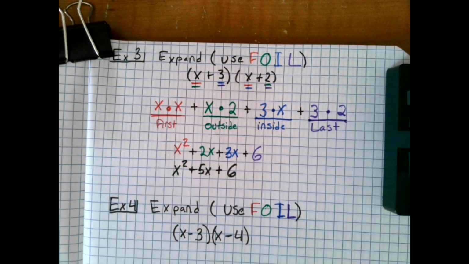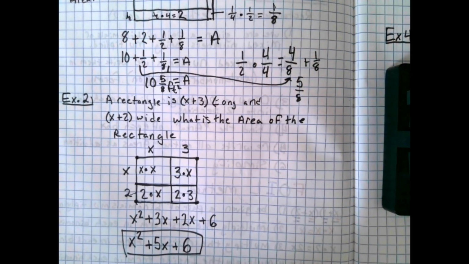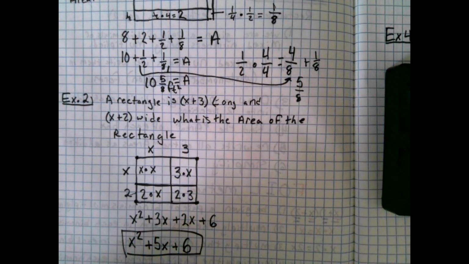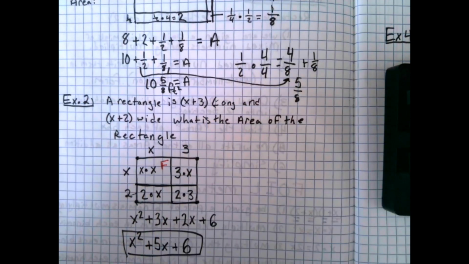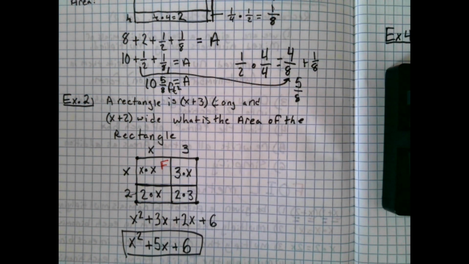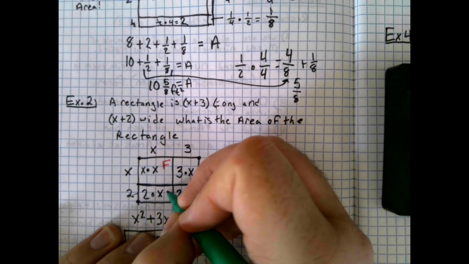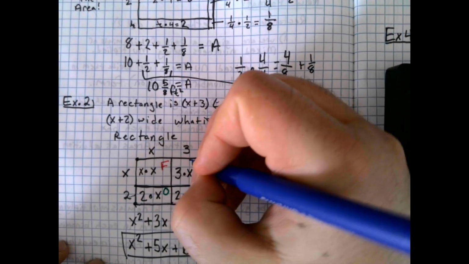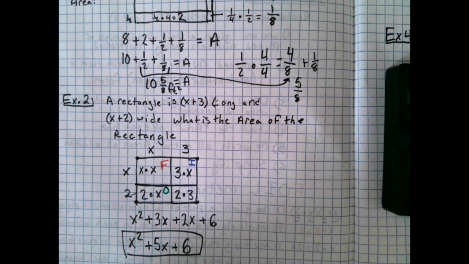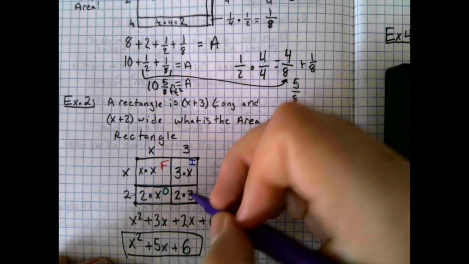If we go back to our box over here, we can see that this was our box x times x. That was the first term in each of our two problems. We can see that we have our first, our outside of 2 times x, our inside of 3 times x, and our last of 2 times 3.